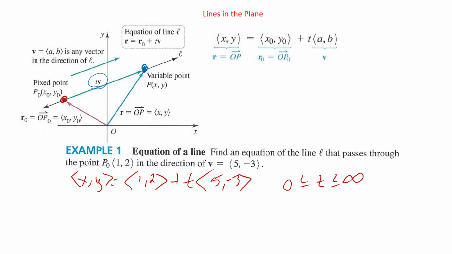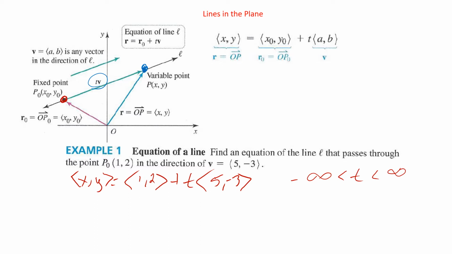Not or equal to there, just less than. T is not actually going to equal infinity. That would be unfortunate. And in fact, not even 0. I'm gonna erase that. I just need to change everything. The t was fine. Other than that, how about we go to negative infinity is less than t is less than infinity. So because it could go in the negative direction, it could go in the positive direction, it could go out as far as it wants. It's just going to be in that direction.